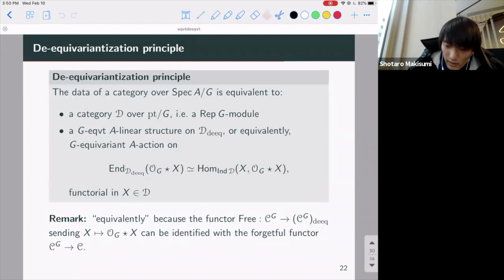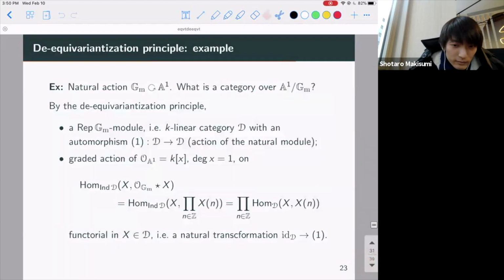So let's do an example of this. I think this is really nice. Let's let GM act naturally on A1. And let's use this principle to write down what a category over A1 mod GM is. So this principle tells you, first of all, you have to define a rep GM module. But rep GM is freely generated by the natural module.